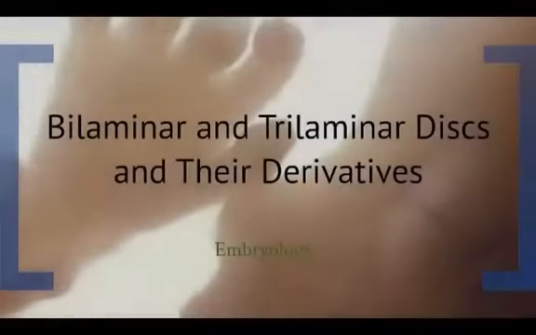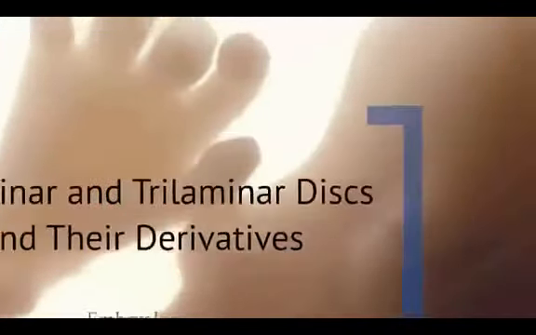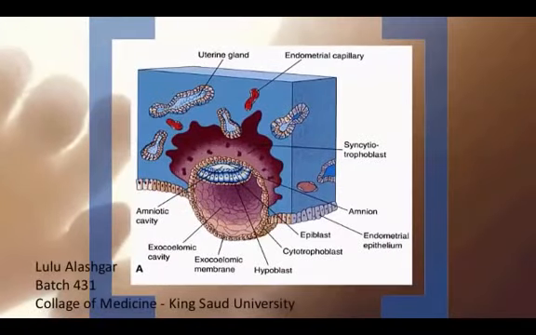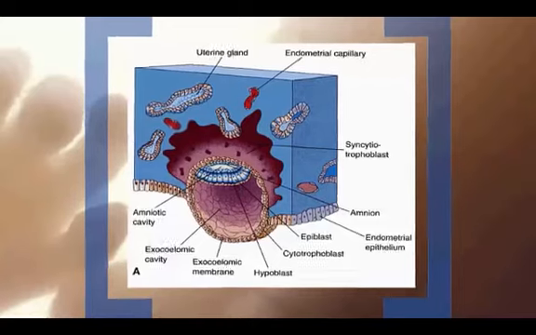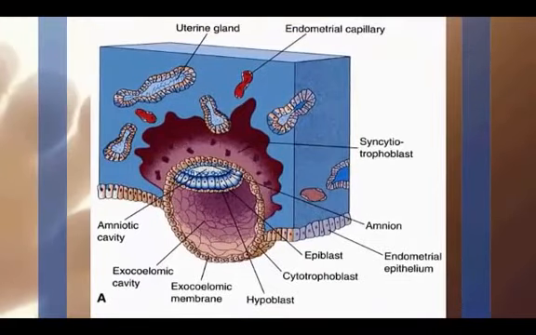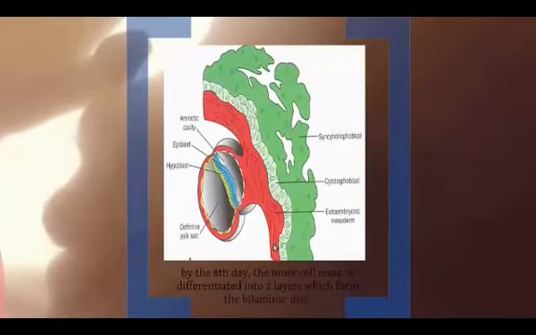In this video, I'll be talking about the bilaminar and trilaminar discs and their derivatives. First of all, the implantation of the blastocyst in the endometrium of the mother's uterus is completed by the second week, during which extraembryonic structures form, such as the amniotic cavity, the amnion, the yolk sac, and the allantois, or the connecting stalk.